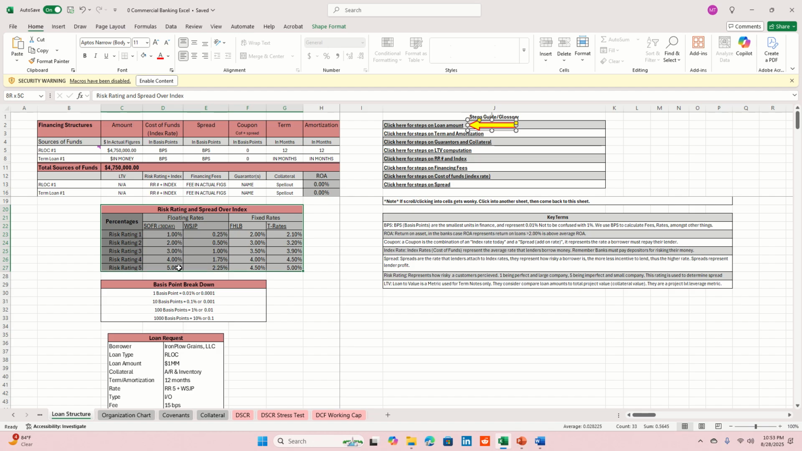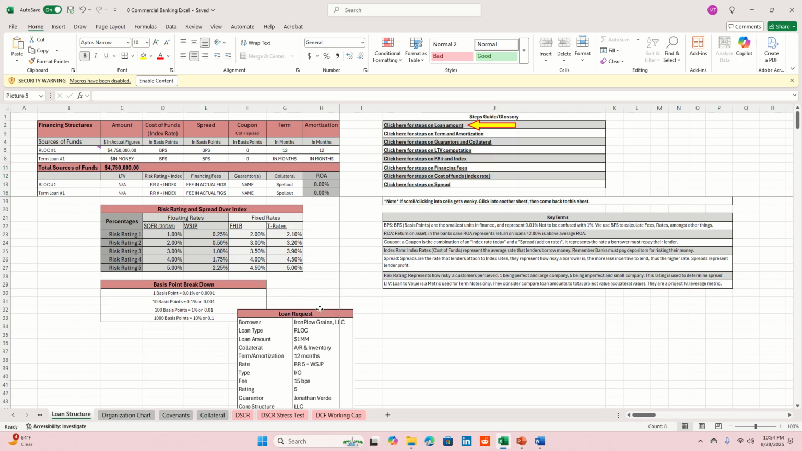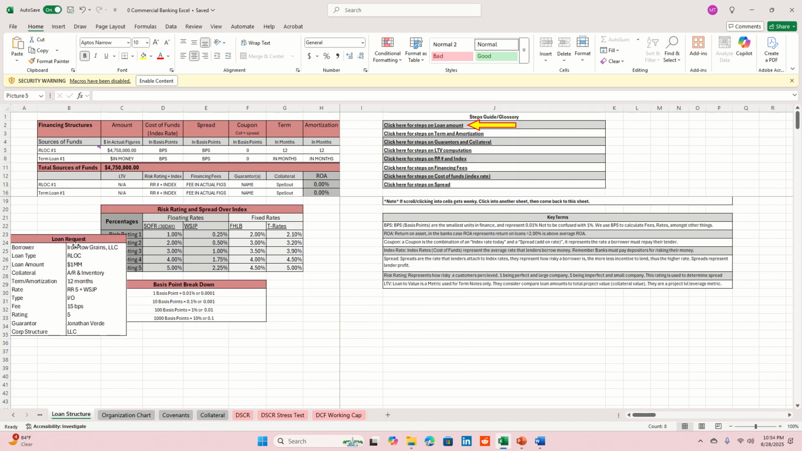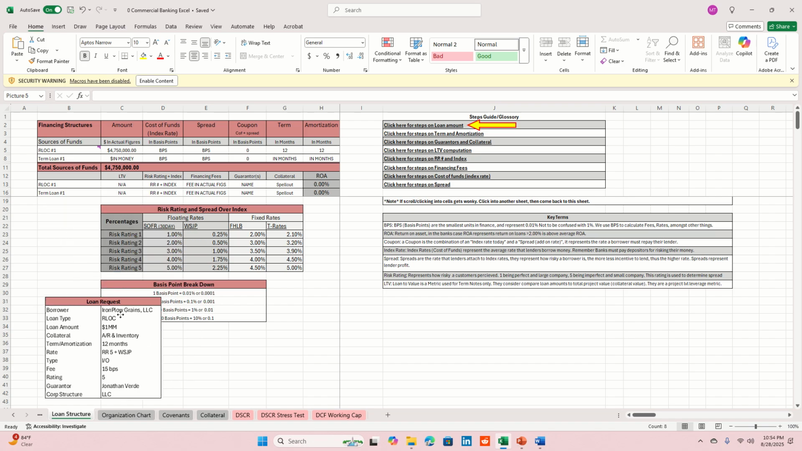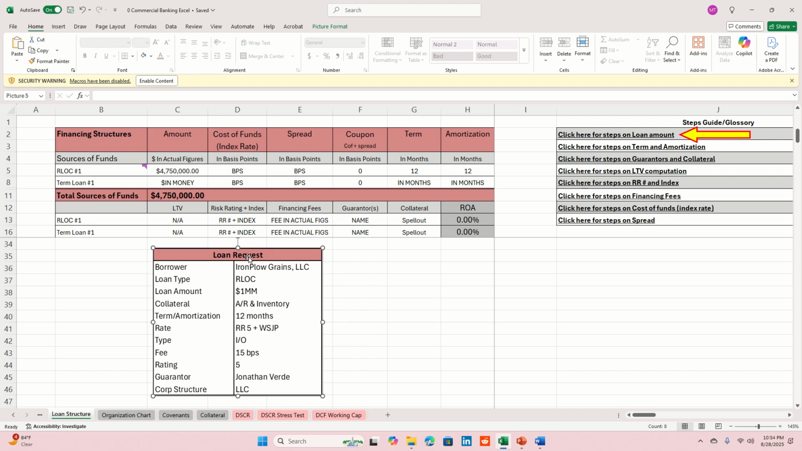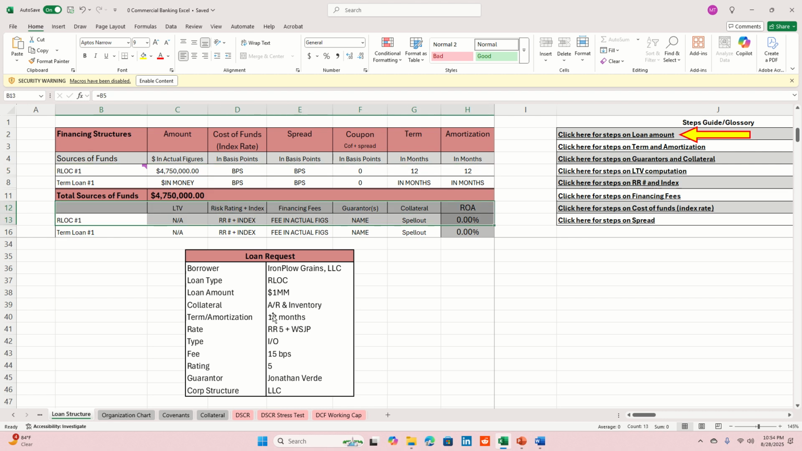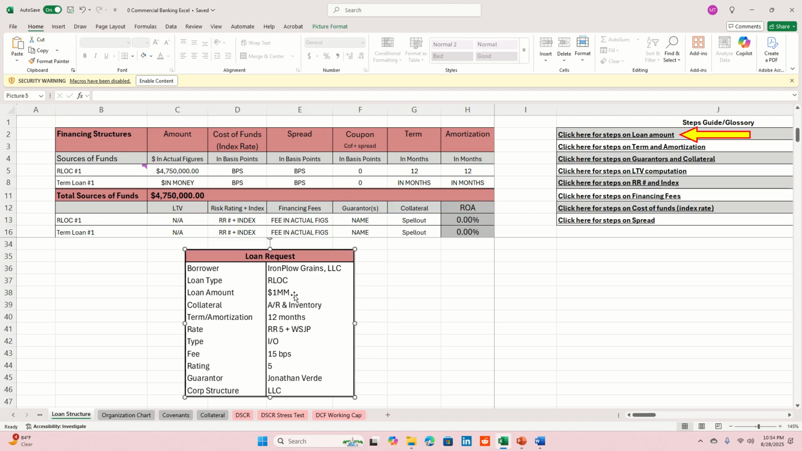I want you to take note of this chart, the glossary, and this. So anyways, loan request. This loan request is from Iron Plow Grains. It's a revolving line of credit, which means we're going to be working out of the revolving line of credit line. It's worth $1 million.